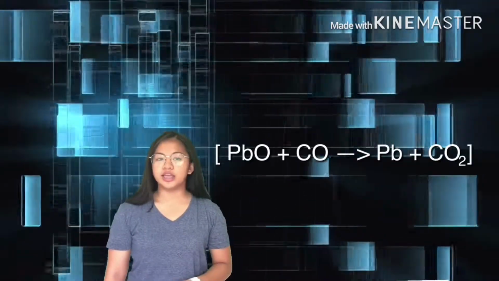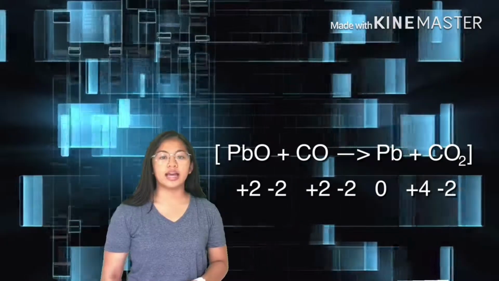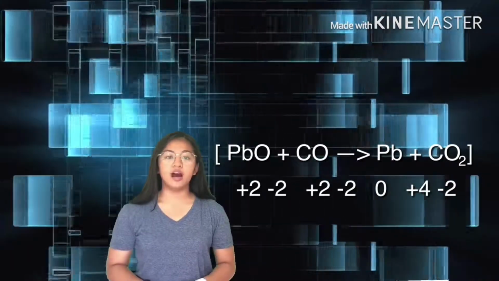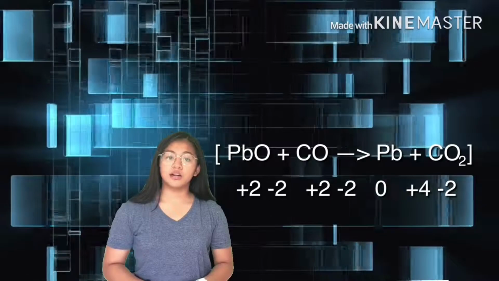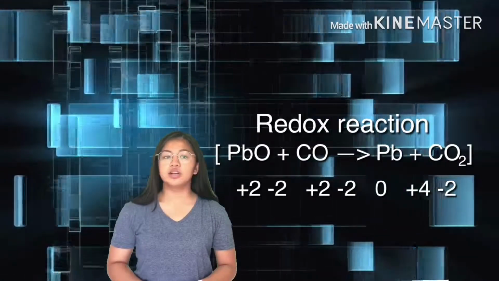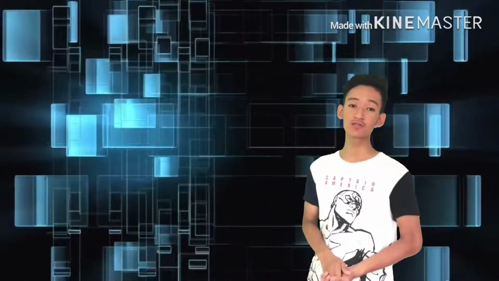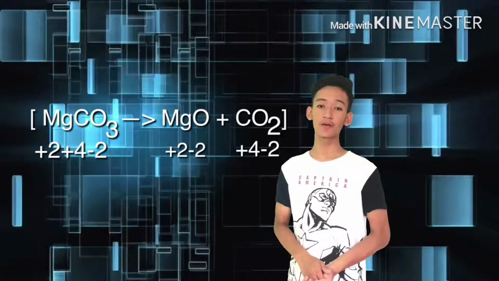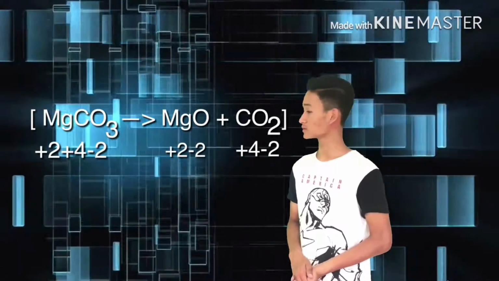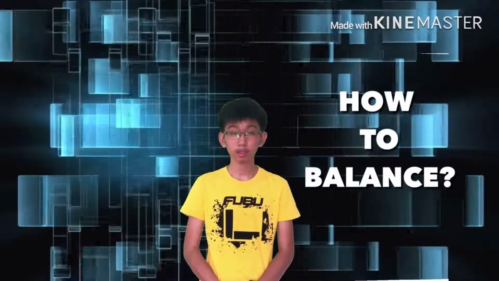As we can see, the reducing agent here is carbon monoxide and the oxidizing agent is lead oxide. Therefore, this is a redox reaction since there is a change in oxidation number. Meanwhile, our next example, which is this, has no change in its oxidation number, therefore this is an example of a non-redox reaction.